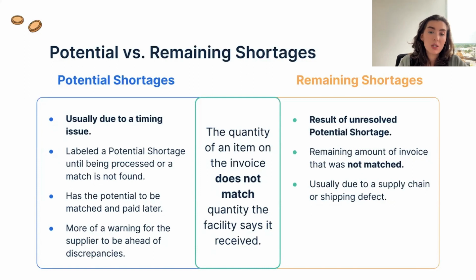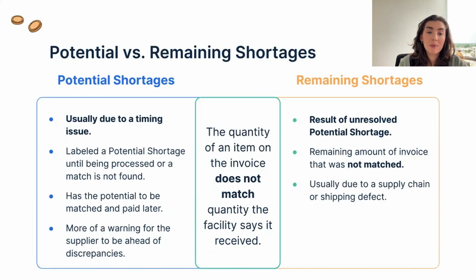And with potential shortages, like I said, these are more of just a call out and a warning to your system to look and see if there are any ways that you can mitigate this issue. It's going to be labeled as a potential shortage until processed or the match is found. So it will sit there for a certain amount of time before the invoice's due date is processed, and it can have the potential to be matched and paid later.